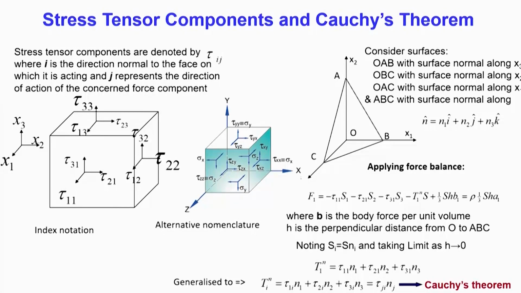Then you go for OBC. OBC has its normal in what direction? Minus x2. Now, along the x1 direction, if you write the force, then in tau the first index is the normal, so tau 2 because the normal is x2, and the force direction is the next one, which is 1. So, it is tau 2 1, that is the shear force. So, tau 2 1 into that area S2, and again minus because its normal is in the minus direction. Similarly, tau 3 1 S3, which is for the AOB surface.